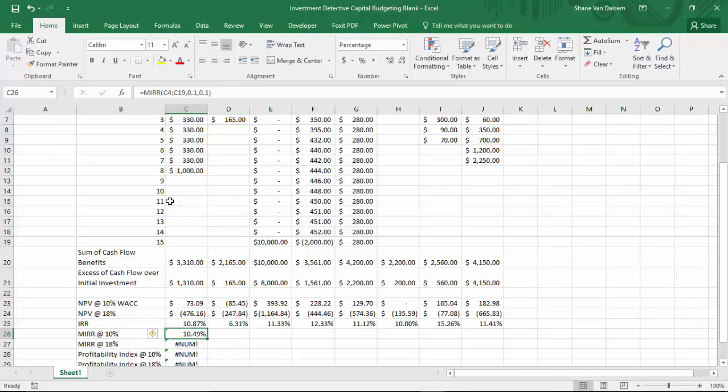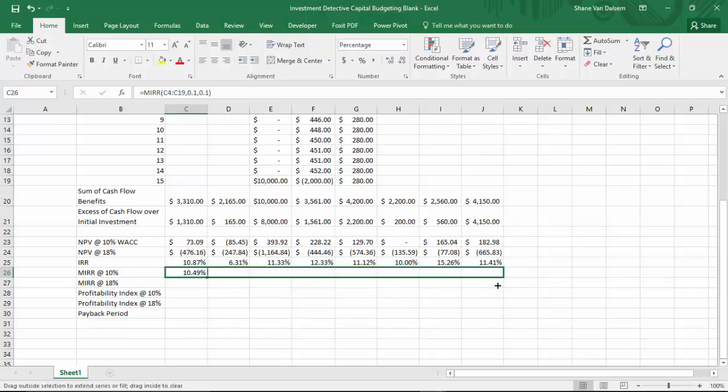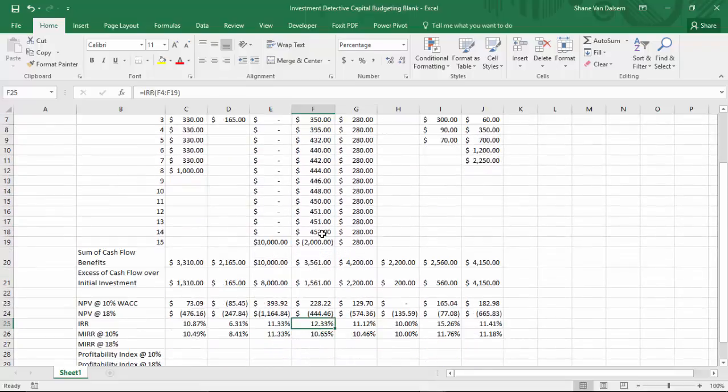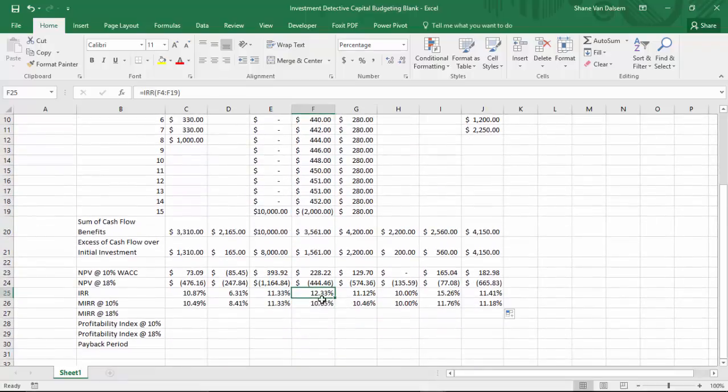I press enter, and I get 10.49%. So I'm going to grab that and pull it over, and I get 10.49%, 8.41, 11.33, 10.65, 10.46, and so on. And the one that I was kind of questioning was this one here, where we had a possibility of having multiple IRRs. We have 12.33 for the IRR, 10.65 for the MIRR.